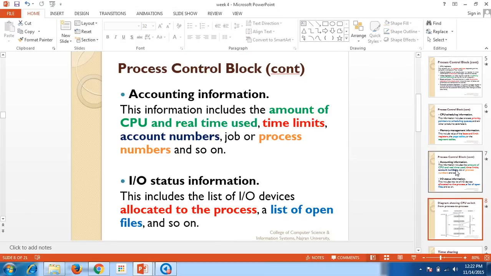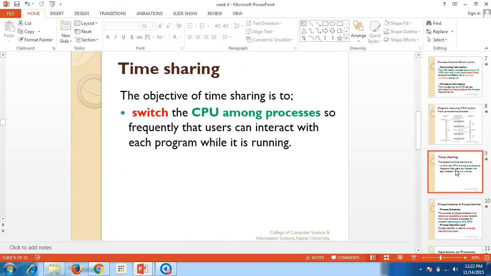So this was CPU switch from process to process. Now next is time sharing. So what is time sharing? Its name shows that the objective of time sharing is to switch the CPU among processes so frequently that the user can interact with each process while it is running.